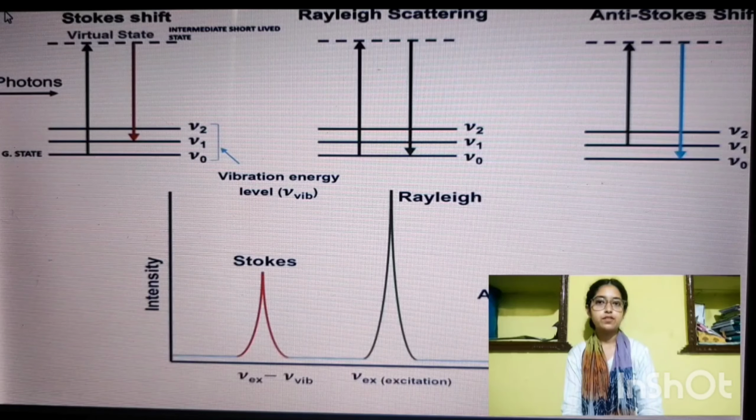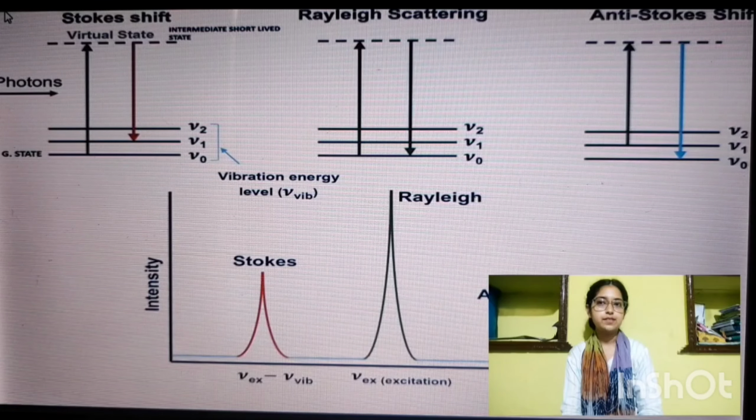First of all, we discuss the Rayleigh scattering and its intensity. When photons are incident on the sample, the electron absorbs energy from the ground vibrational state, goes to the virtual state, an intermediate state, not a stable state, and is scattered back to the ground state. Here there is no energy loss. The energy of the incident photon is the same as the scattered photon. So the intensity of the Rayleigh scattering is more.